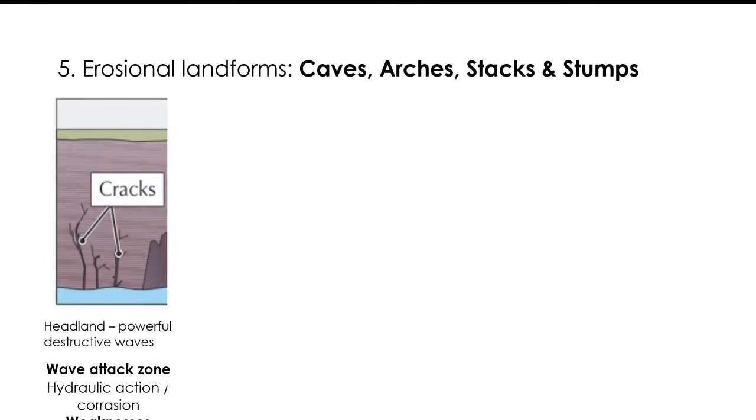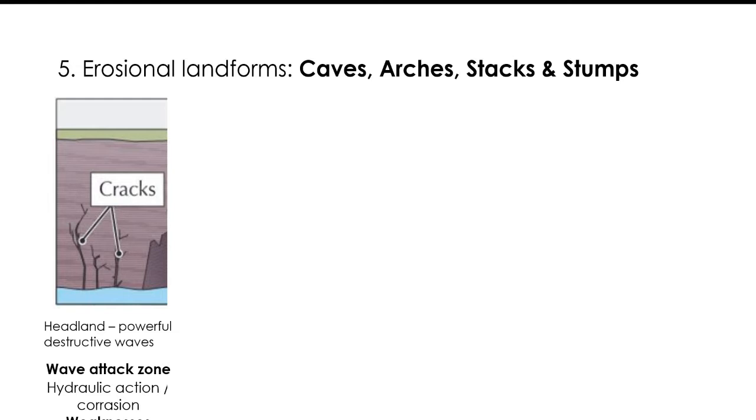And the final thing for coast is that you need to be happy with erosional landforms. And in the context of this mock, caves, arches, stacks and stumps. It's worth checking you're happy with how headlands and bays are also formed, because that will be the start of the process we're just about to talk about now. So a headland is obviously a mostly resistant piece of rock that is sticking out into the ocean, and how that has come to be.